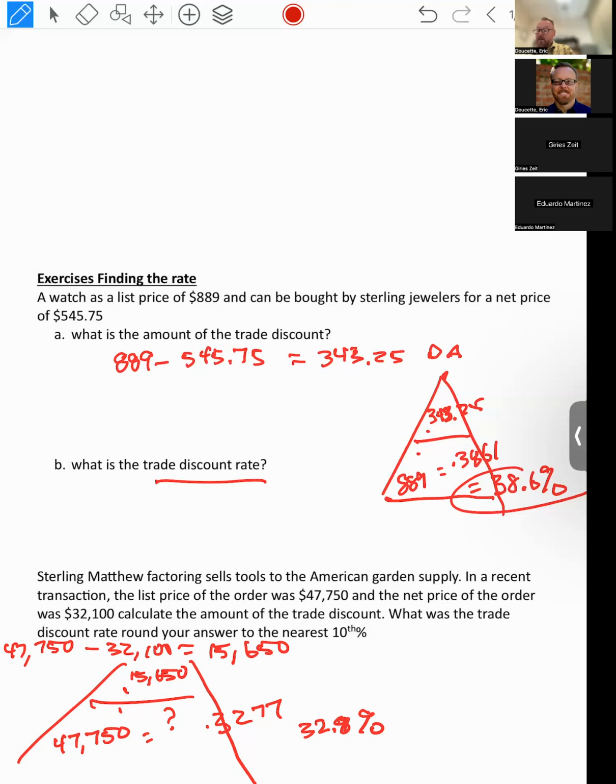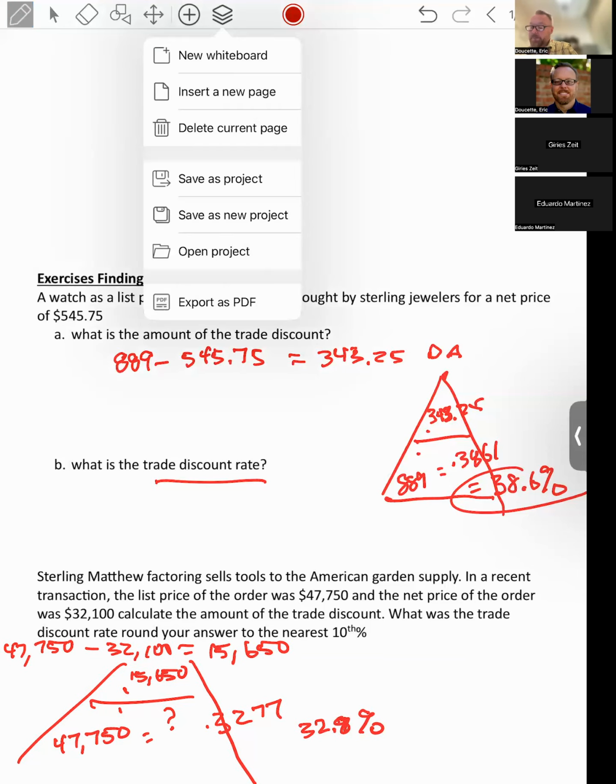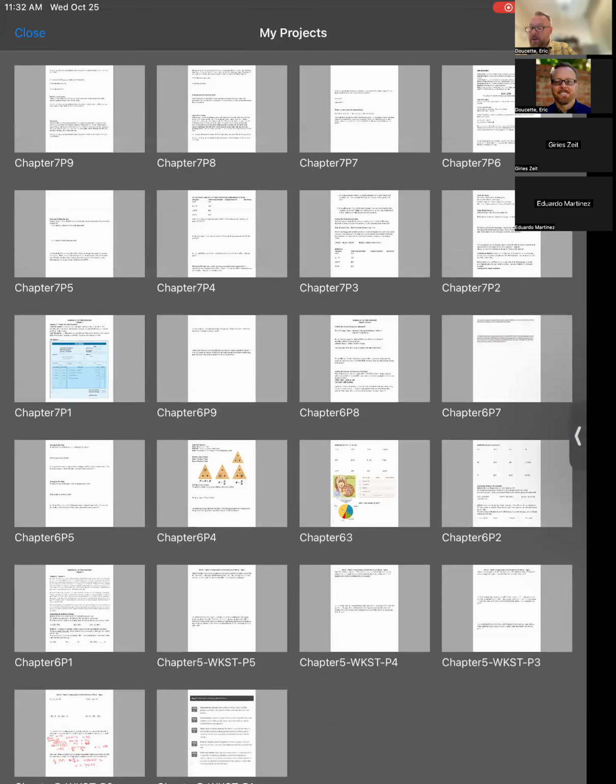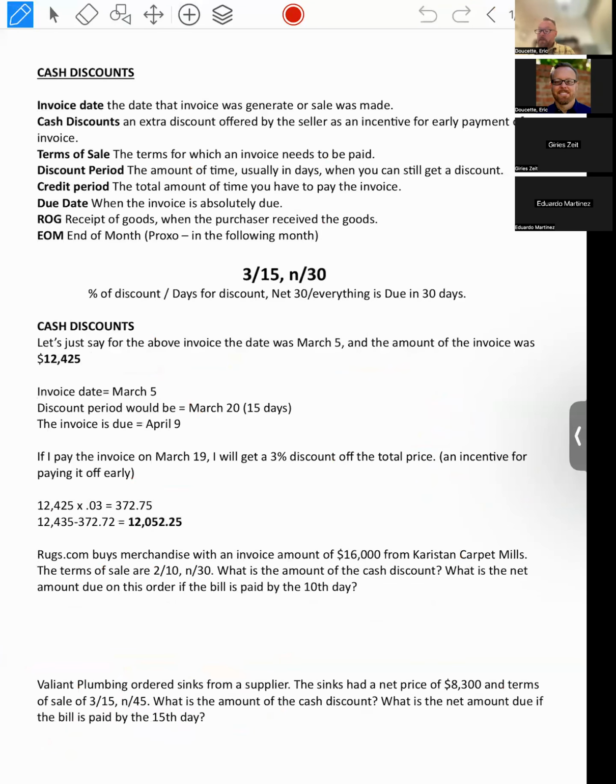All right, I'm not going to throw the other monkey wrench into it yet. So that's solving for the rate. Now we're going to be talking about cash discounts. So that's pretty much it on your trade discounts. So you're going to be solving either for the list price, the net price, the discount amount, or the rate. And I gave you multiple ways to do that in that explanation. And so that's what you'll be solving for. And there's a few problems right off the bat on your check-in assignment on that.